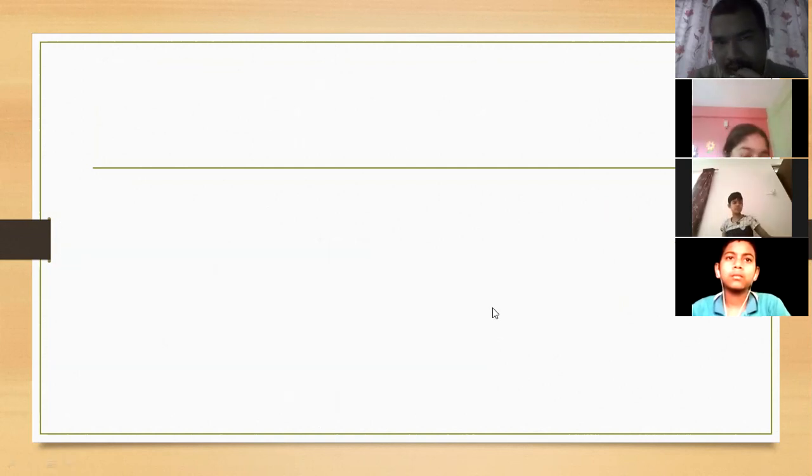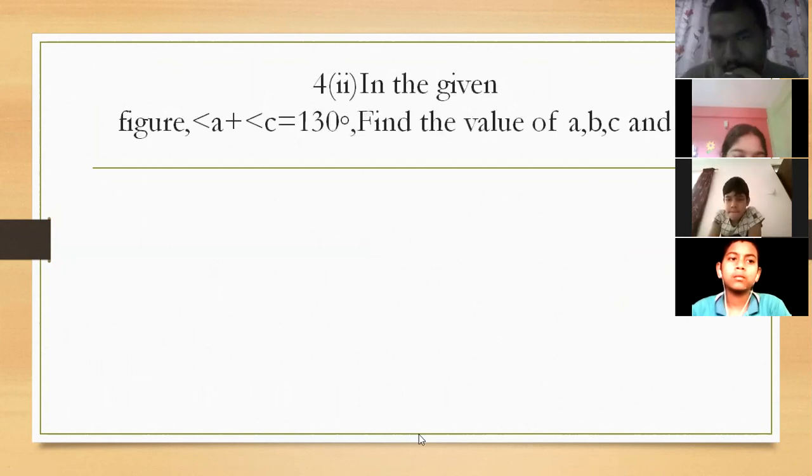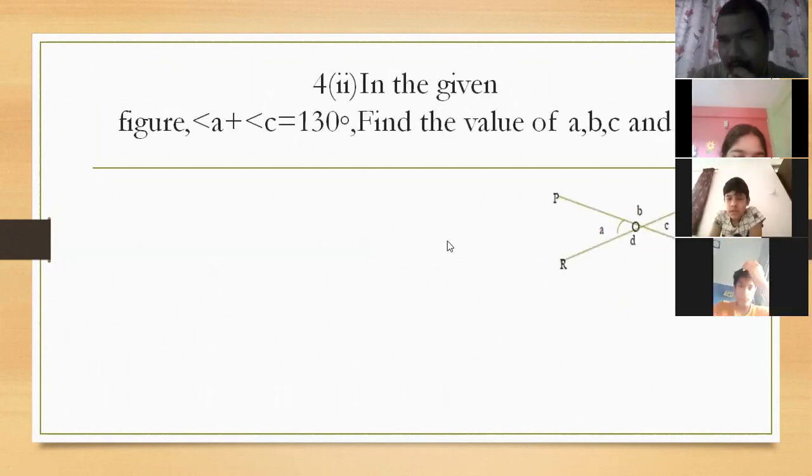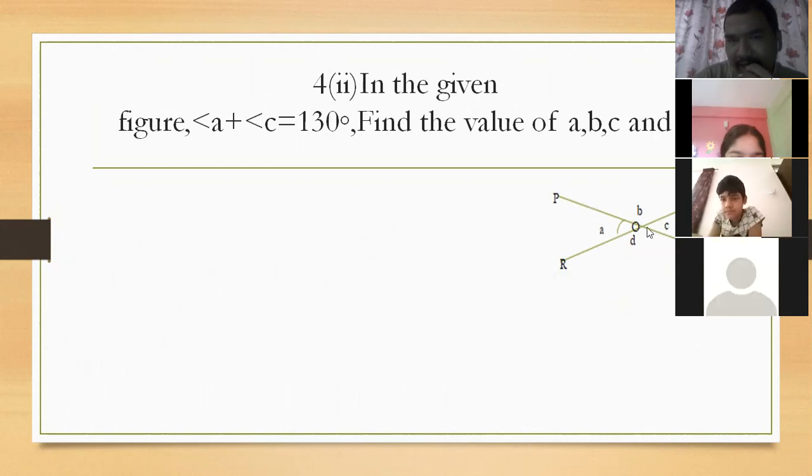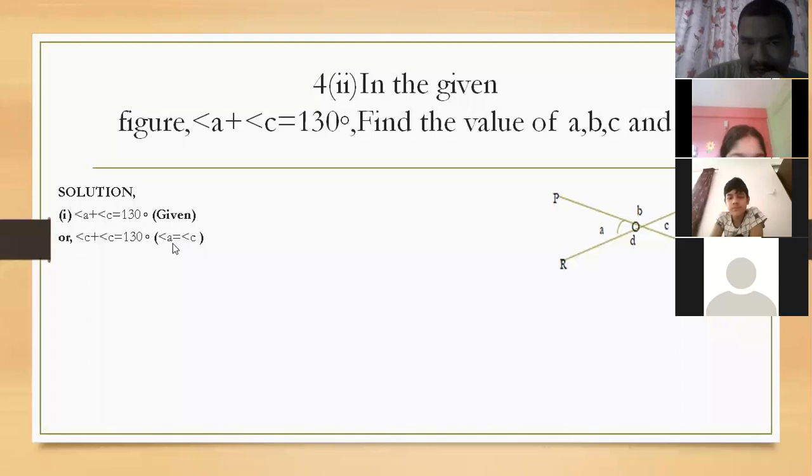Yes, sir. Okay, now I am going to show you number 2. In this figure, angle A and angle C. Angle A and angle C, the sum is given there, 130 degrees. And we know that angle A and C are equal. Right? That is given, and they are equal also. Angle A and C are equal.